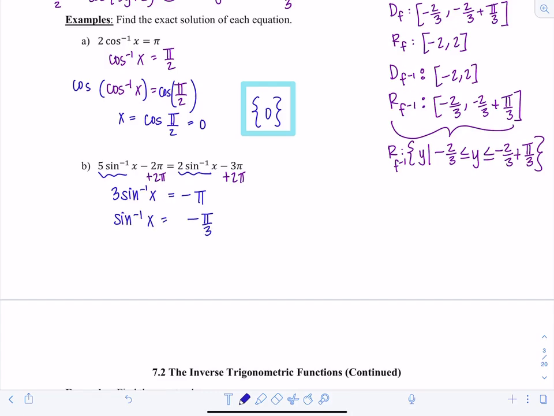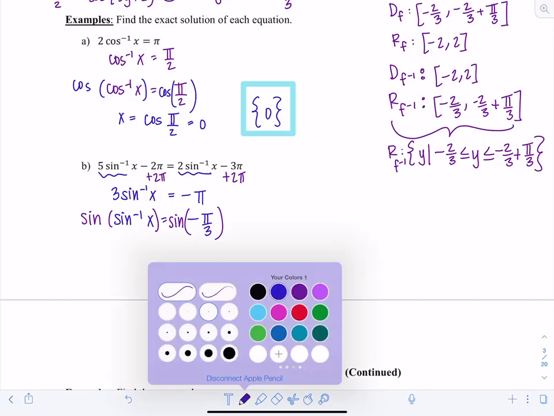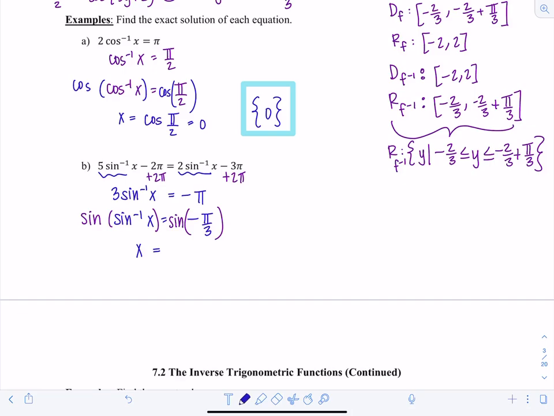And then similar to last time, I'm going to take sine of both sides. So now on the left-hand side, I just have x. And then let's think, what's sine of negative pi over 3? Well, it's going to be root 3 over 2, but it's negative because we're in quadrant 4. So that's our solution, negative root 3 over 2.